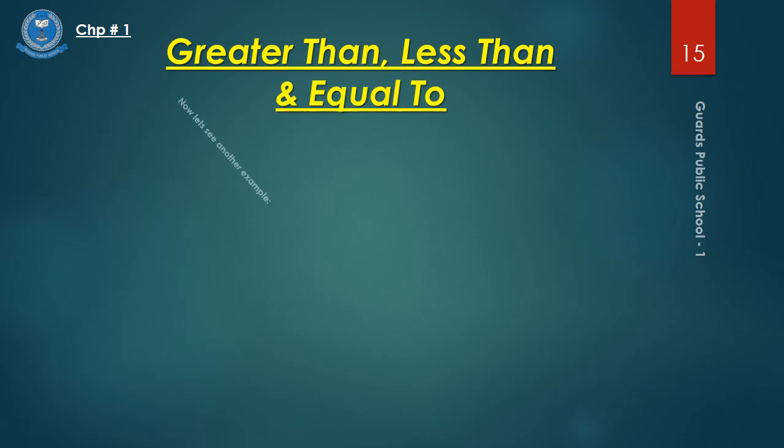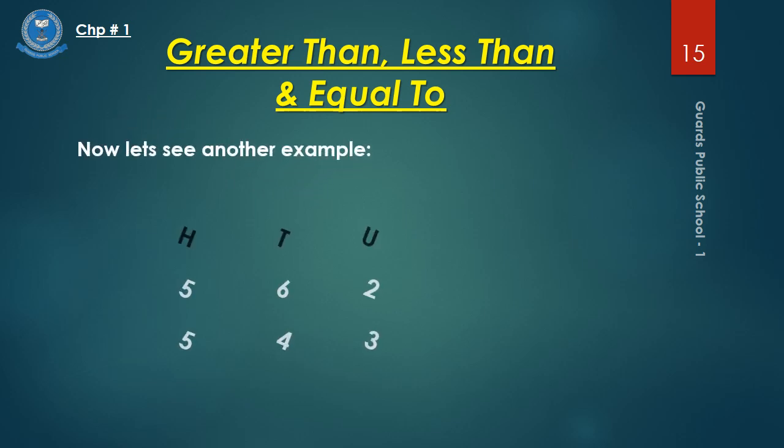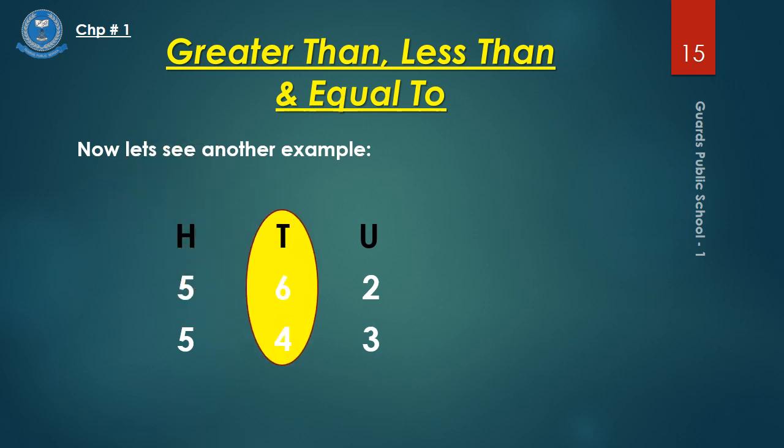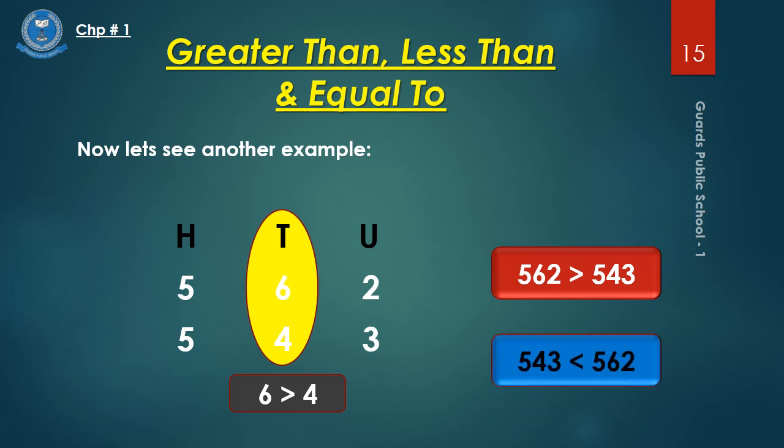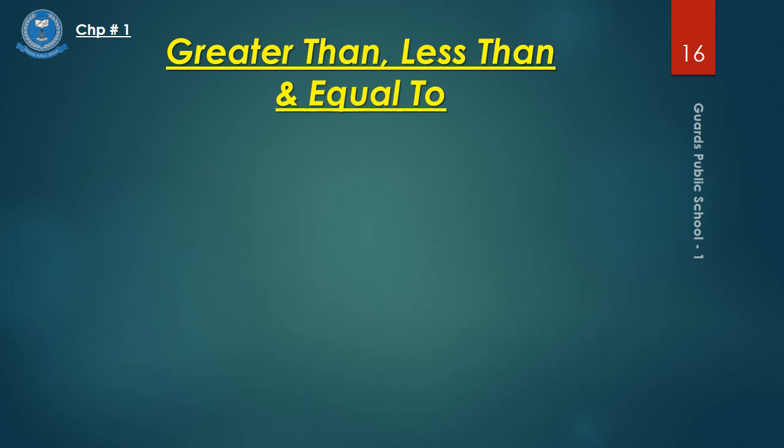Now let's see two more numbers. Both numbers have 5 in the hundreds place, they are the same, so we have to move to the tens place. The top number has 6 in the tens place and the bottom number has 4 in the tens place. 6 is greater than 4, so we say that 562 is greater than 543, or we can also say that 543 is less than 562.